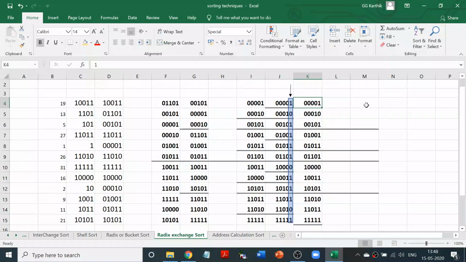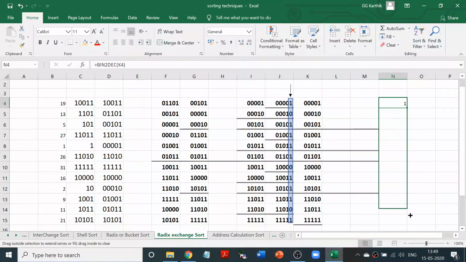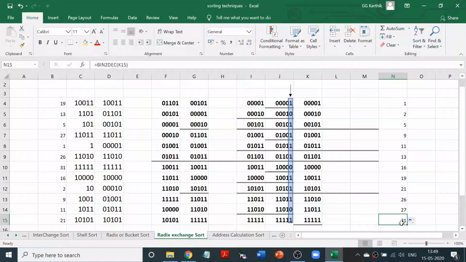Right. So how will you know what is the result now? So the result will be again converted into the decimal number, that is the result. Here I am using a function again, binary to decimal conversion. So I have converted binary to decimal. This is the first number. If I do the same thing for the whole list, you will get the sorted order. Fingers crossed. Hope you didn't make any mistake in between. Right. So 1, 2, 5, 9, 11, 13, 16, 19, 21, 26, 27, 31. Fine. So this is going to be your sorted list.